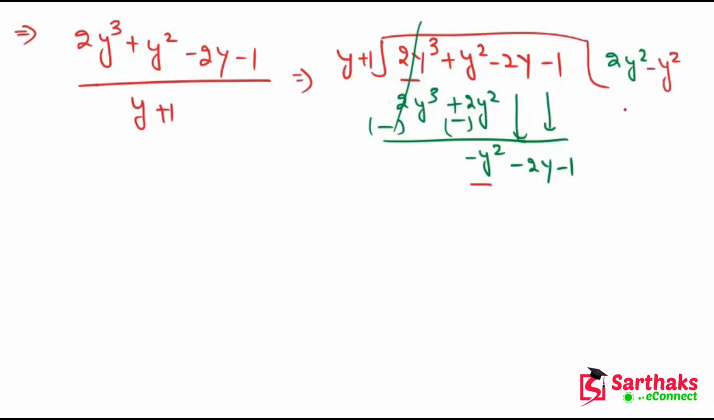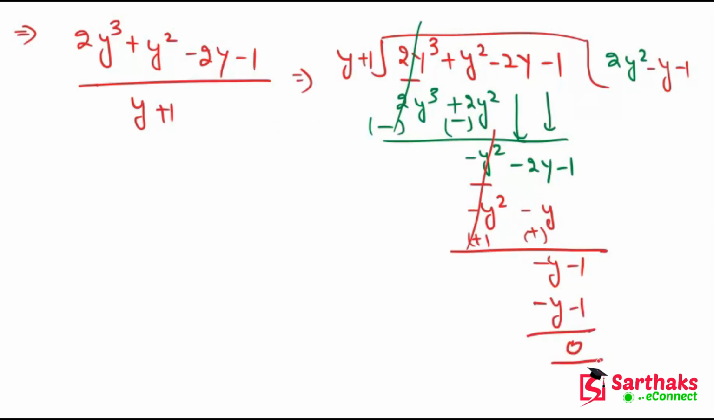Now this is the new dividend, so we divide minus y square by y and get minus y. Multiplying this, we get minus y square minus y. Subtracting, this becomes 0, and we get minus y minus 1. Dividing minus y by y, we get minus 1. Multiplying minus 1 by y plus 1, we get minus y minus 1, so this is 0. So the remainder is 0.